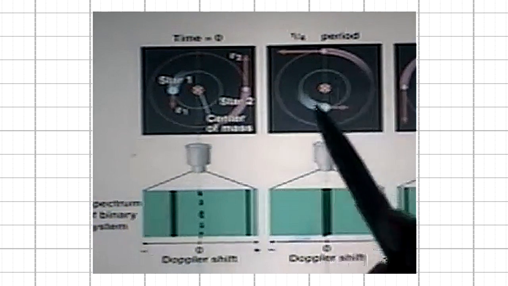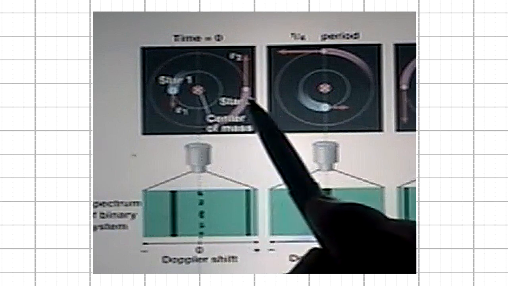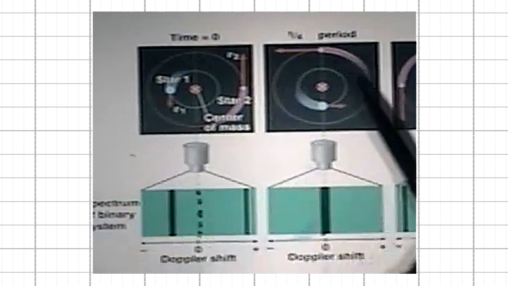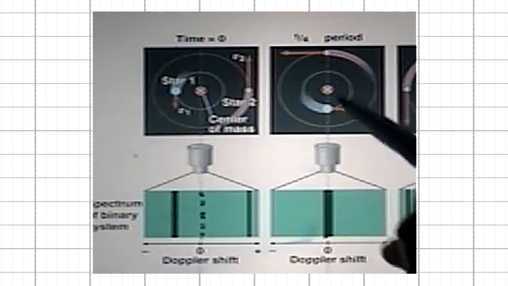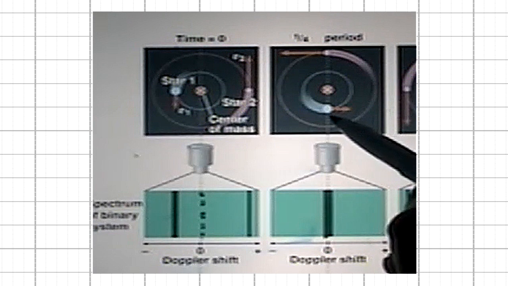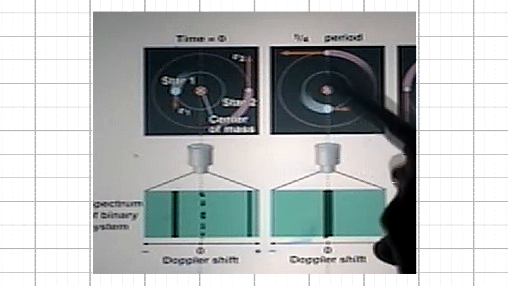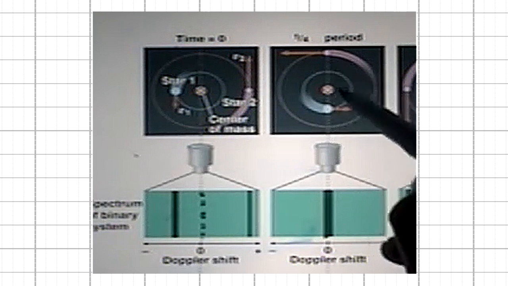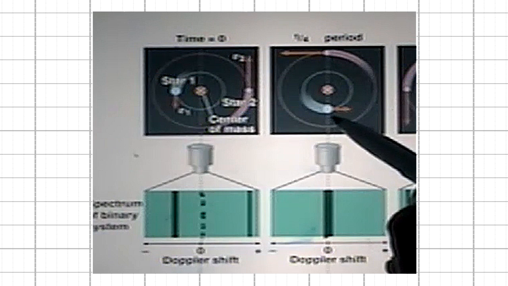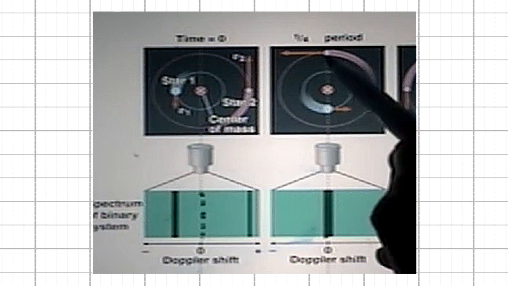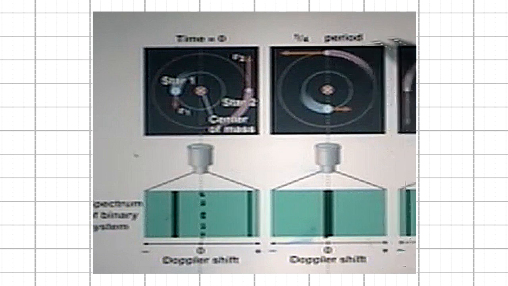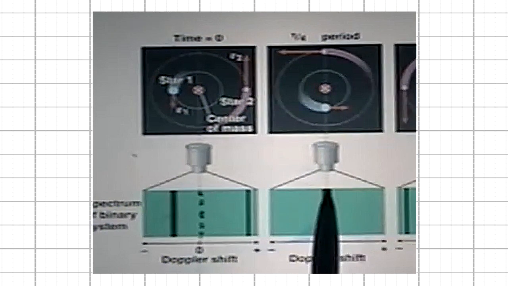Now, at the quarter period, when both stars have moved 1/4 of their total orbit, at this particular instant, neither one of the two stars is either approaching me or receding away from me. They're moving in the direction that is perpendicular to my line of sight. So neither star 2 nor star 1 are approaching me or receding. Therefore, their spectral lines are not shifted at all. So the two spectral lines are not shifted and they fall right here.